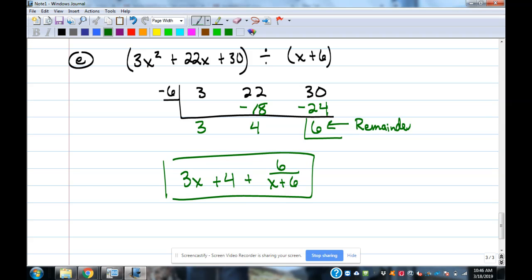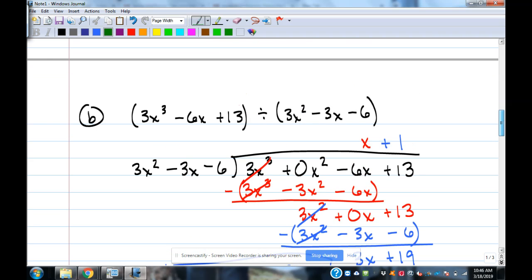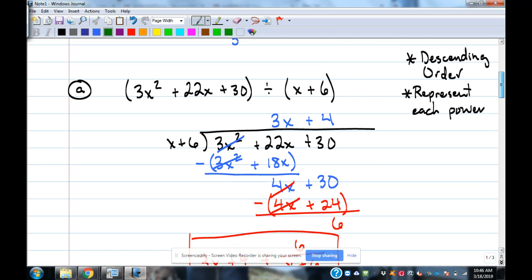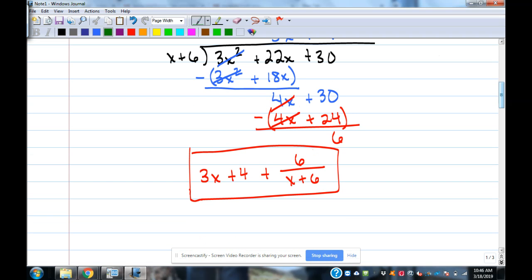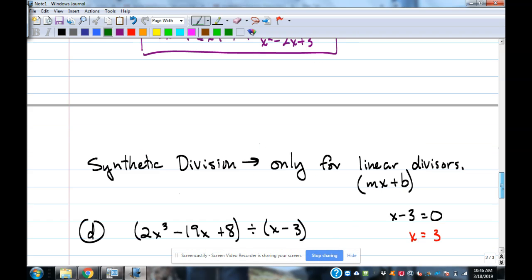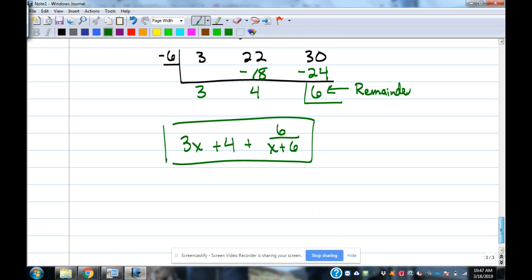If you remember, that was example A. Same problem. A lot less work, right? So that's the beauty of synthetic division. When you're dividing by a linear divisor, it's much easier and quicker to do, and a lot less dealing with letters and double signs and all that stuff. So synthetic division is just great for that.